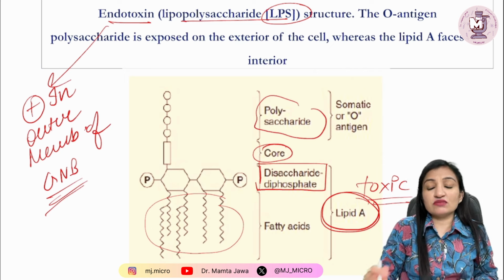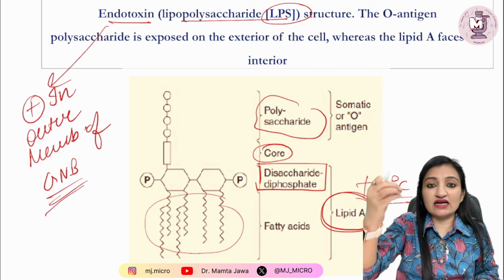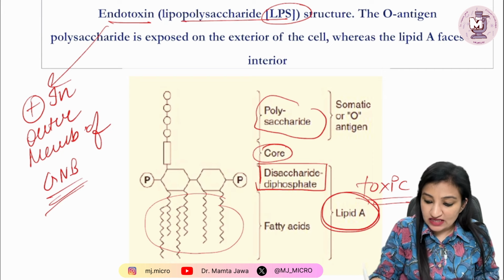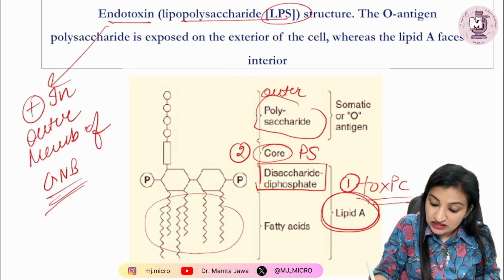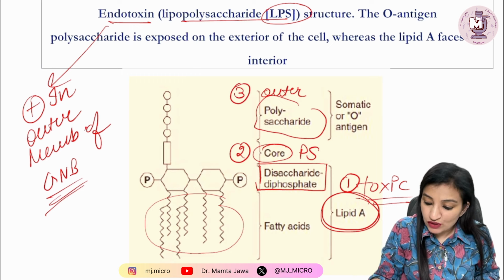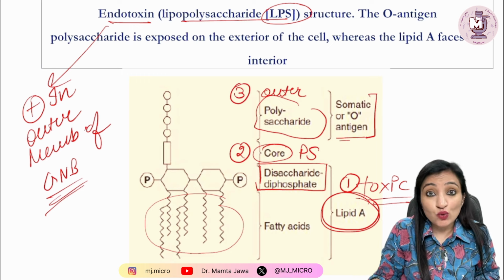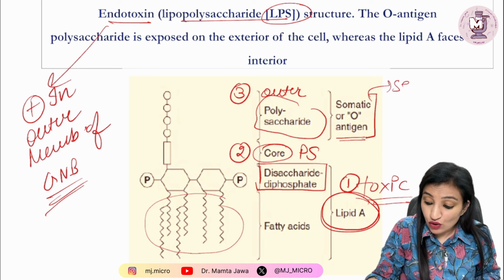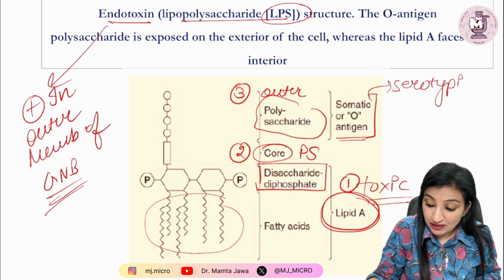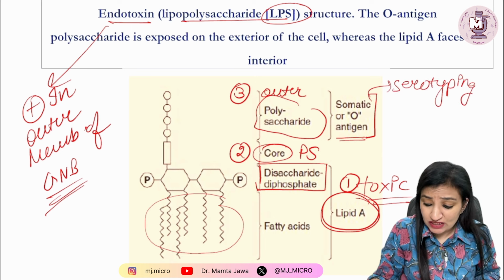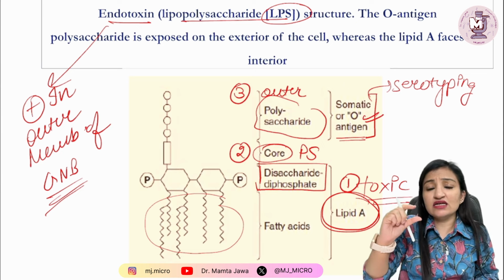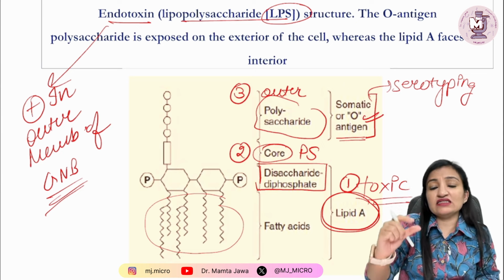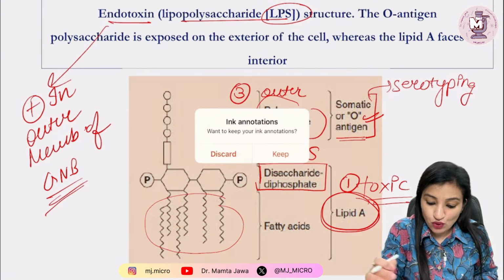ठीक है, which is lengthier, and that is why it is not known as lipopolysaccharide. Now this outer polysaccharide, this is the outer polysaccharide. So the first part is lipid A, second one is core polysaccharide, let me write it core PS, third one is outer polysaccharide. Outer polysaccharide is also known as somatic antigen or O antigen, and this is the basis of serotyping. Now this outer polysaccharide which we are labeling as O antigen is shorter in size in Neisseria meningitidis and Neisseria gonorrhoeae. That is why it is known as lipo-oligosaccharide.